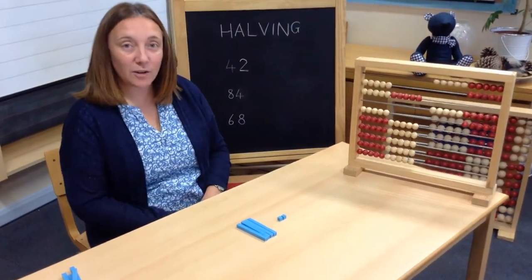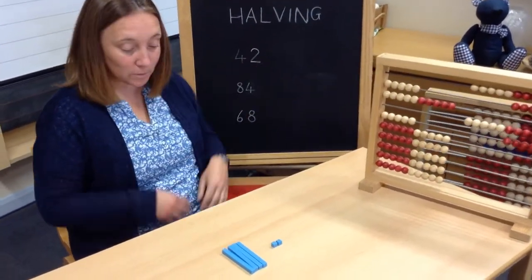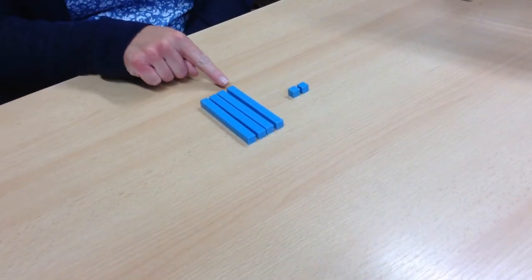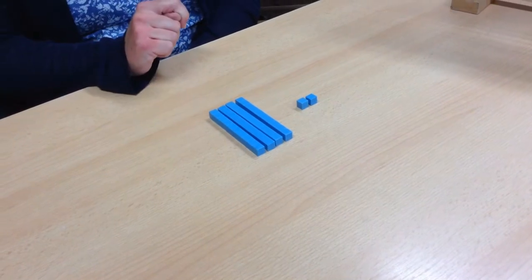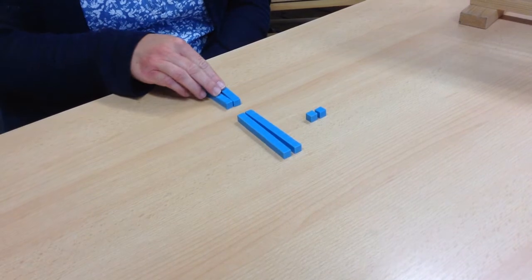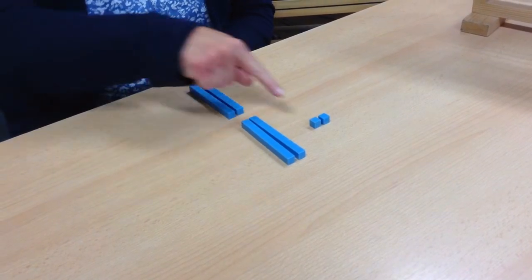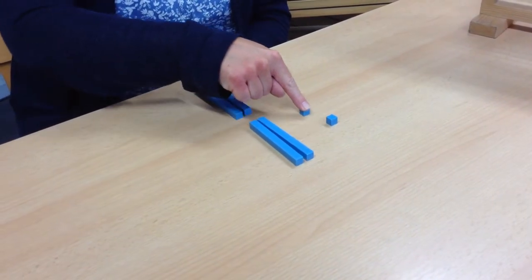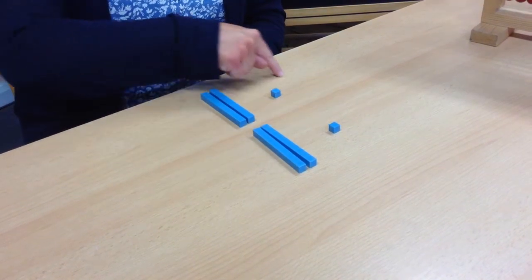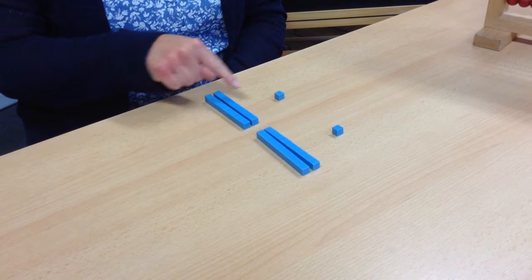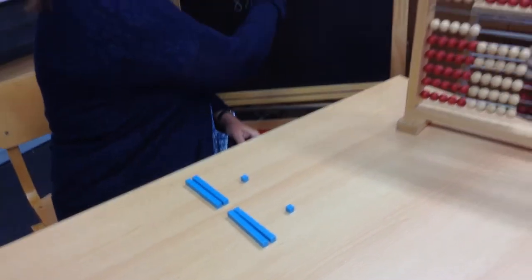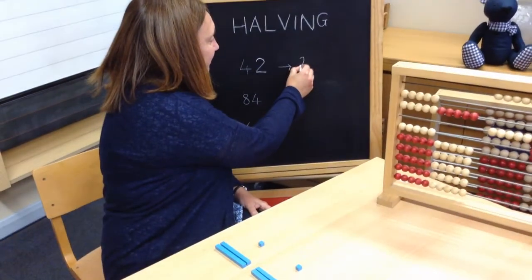The first number we're going to halve is the number 42. I've got 42 using my base 10. I can see I've got 4 tens here, which I need to halve first. Half of 4 is 2, so half of 4 tens is 2 tens. I've got 2 ones. I'm going to share them into 2 equal parts, and I can see in 1 half I've got 1 one. Now I'm left with 2 tens and 1 one, so half of 42 is 21.